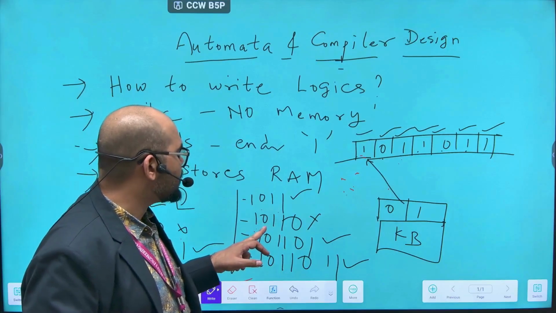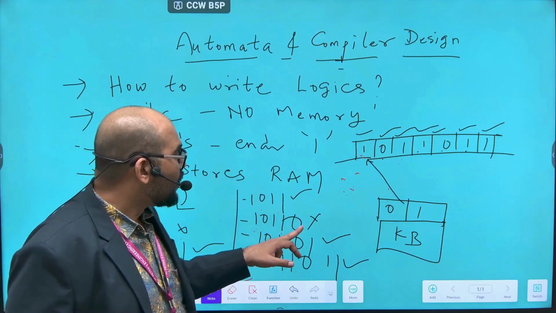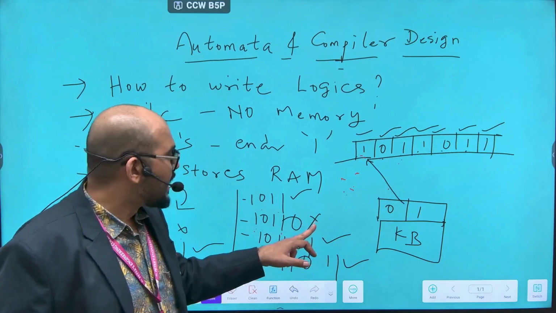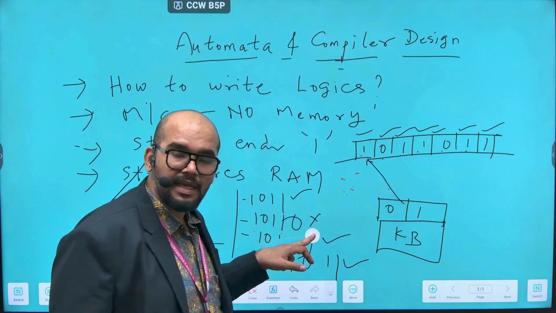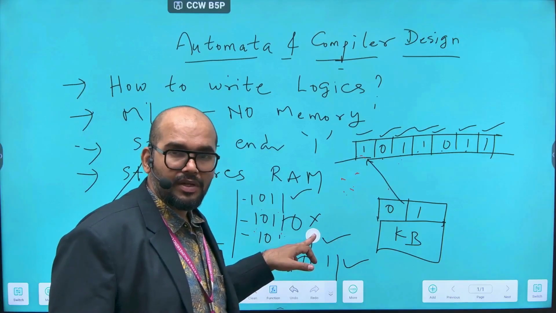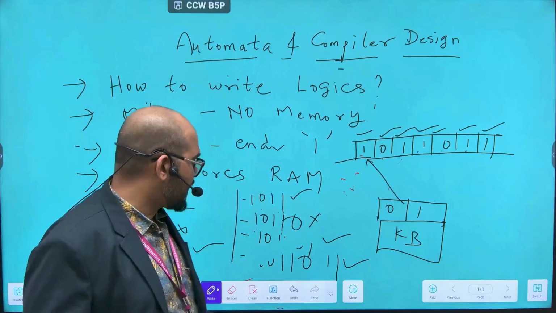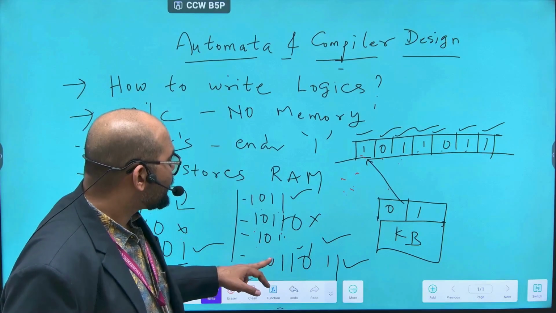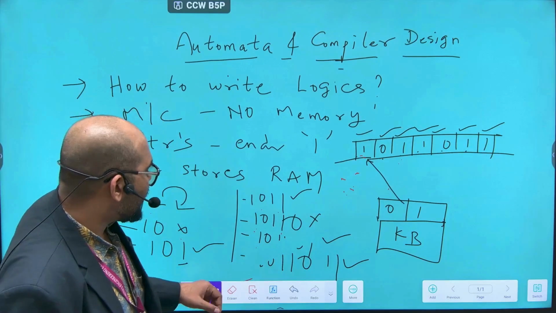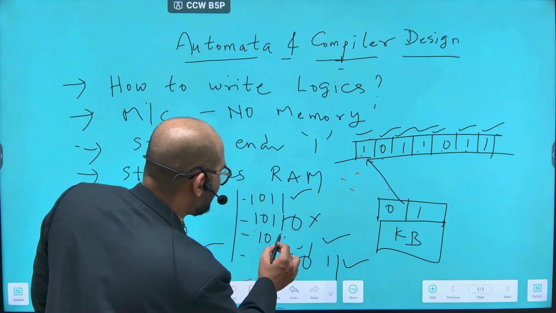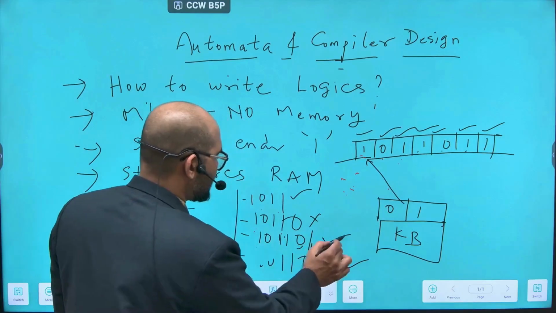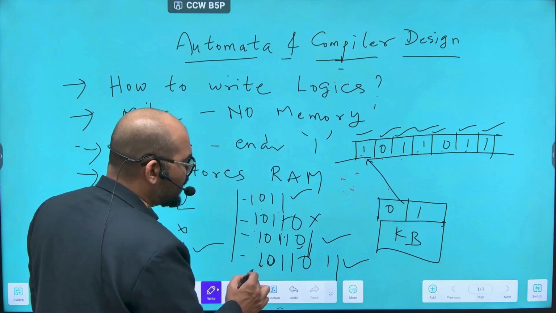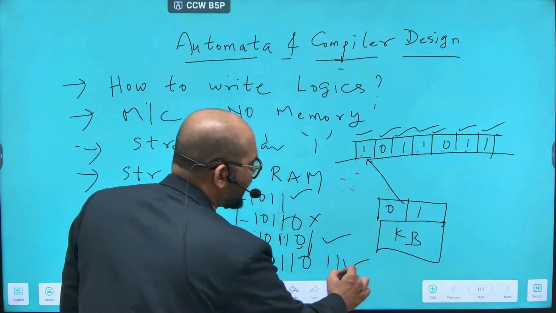Next, 1 0 1 1 0. This doesn't end with 1, so it doesn't satisfy the logic. Again, 1 0. Next, 1 1 0 1. This satisfies the logic. Next, 1 0 1 1 0 1 1. It satisfies.